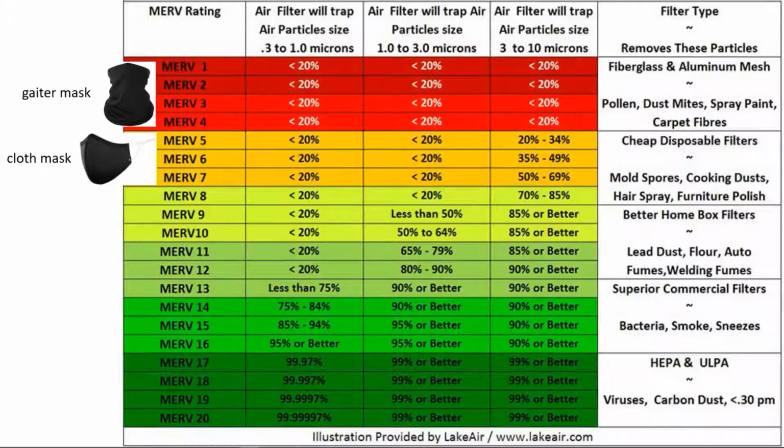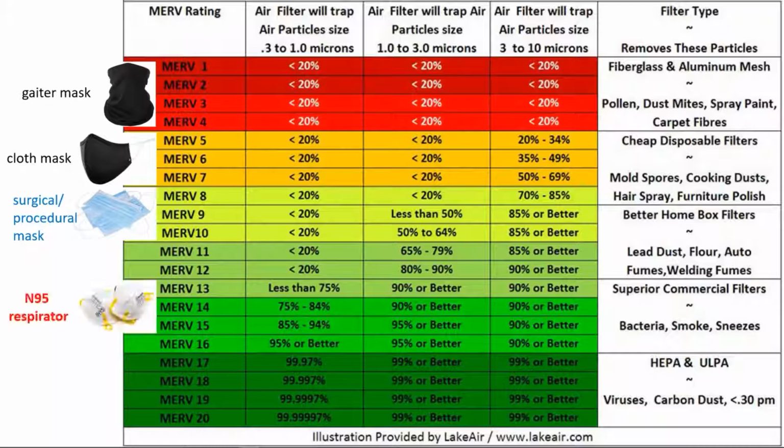A cloth mask is a little bit better, but not much. A surgical mask is about a MERV 8 to 10. And remember, MERV 8 is what we were using before the pandemic. An N95 respirator is about a MERV 13 to 15. And an N99 respirator is about equivalent to a HEPA filter.